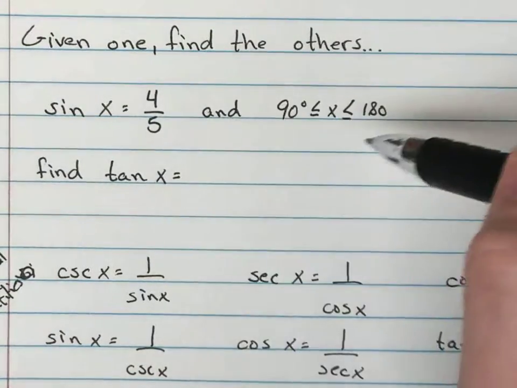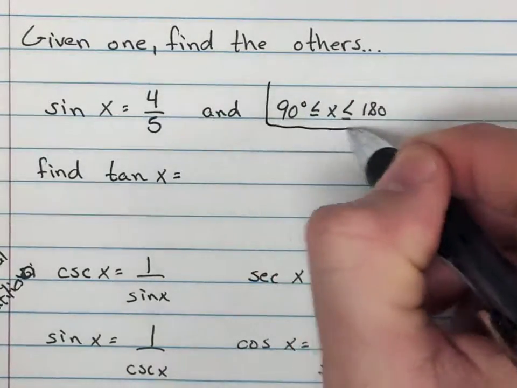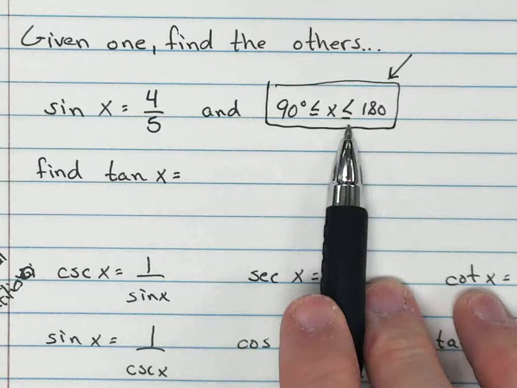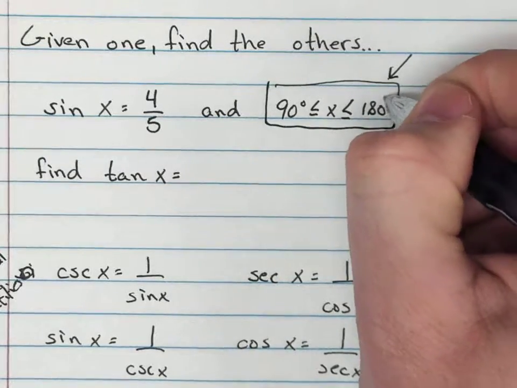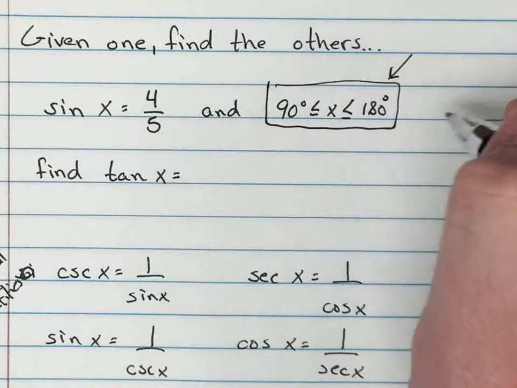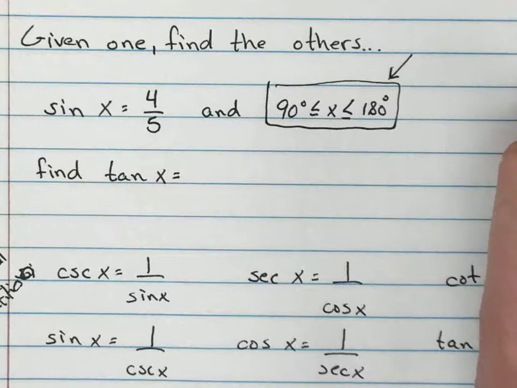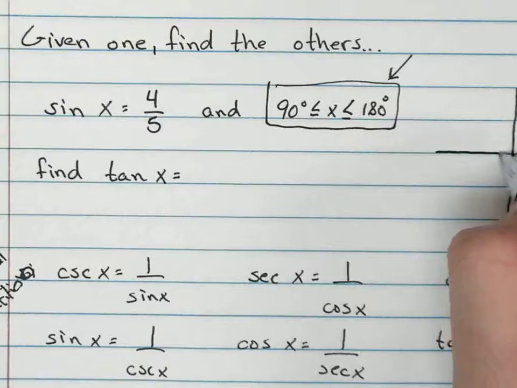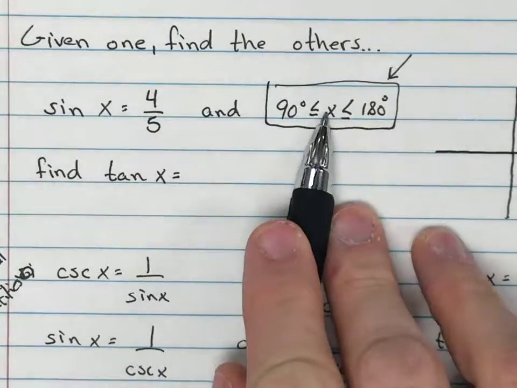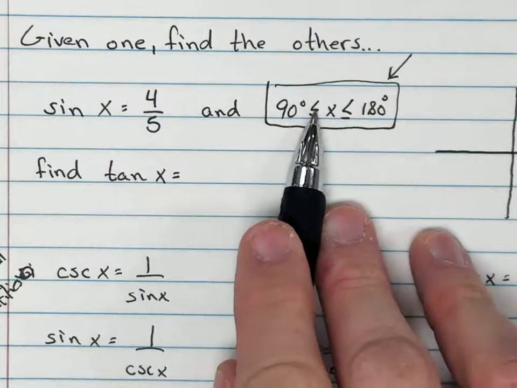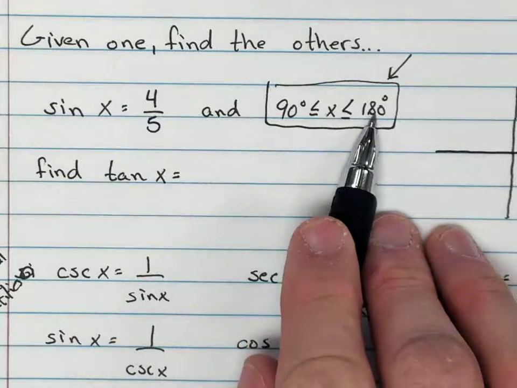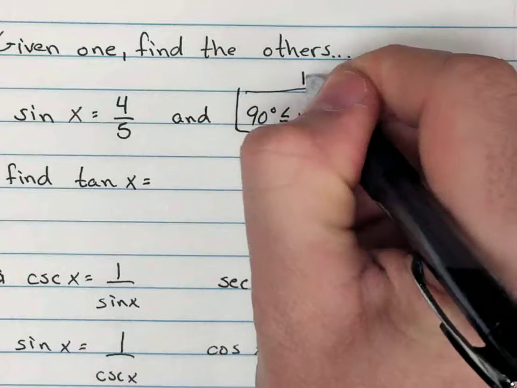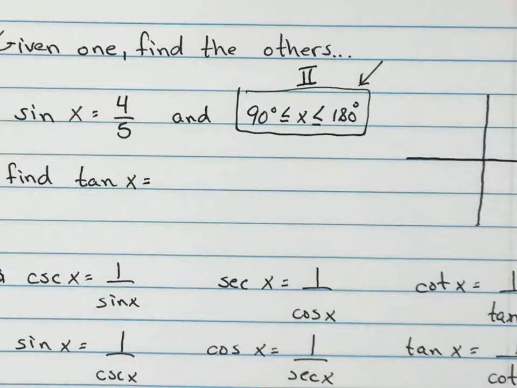If you're given that the sine of x is 4/5, this is what we need to interpret for you. This is what might not make sense: 90 degrees is less than or equal to x is less than or equal to 180. When you saw that the last time you took your ACT, that didn't make much sense. Hopefully it does now. x is bigger than 90, x is smaller than 180. You know what all this tells you? You're in quadrant 2. That's all that means.